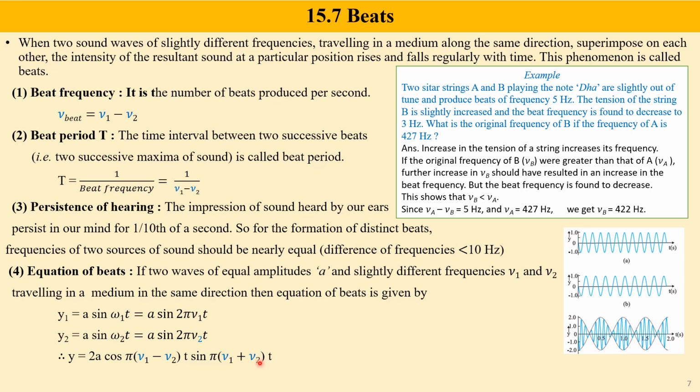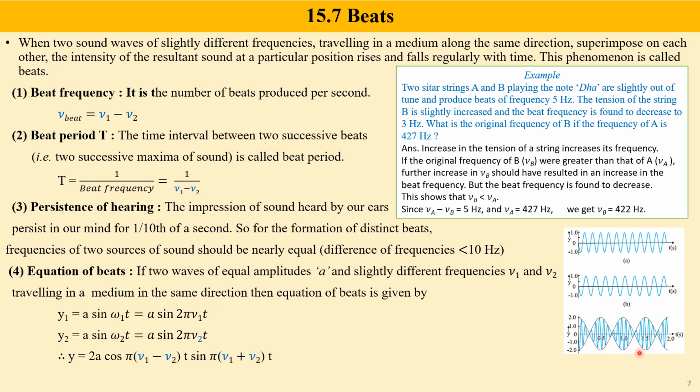This is the equation of beats. Please see the figure here on the right hand side bottom. The superposition of two harmonic waves, one of frequency 11 Hz and another of 9 Hz, are superimposed, giving rise to beats of frequency 2 Hz. That is shown in the third, that bottommost C of the diagram.